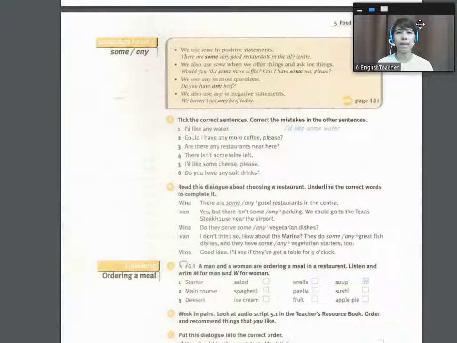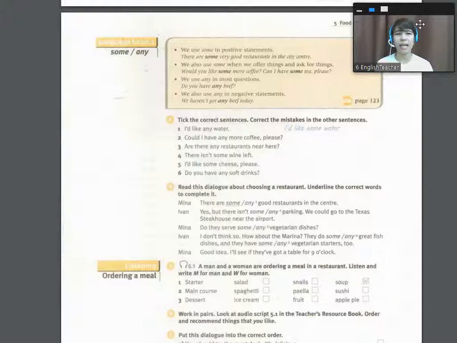First, we use some in a positive statement. For example, there are some very good restaurants in the city center. So that's a positive sentence, which means there are. Next, we use some when we offer things and ask for things. For example, would you like some more coffee? Can I have some tea, please? So when you're trying to ask for something, you should use some. Can I have some coffee? Can I have some tea, please? And if you're offering something, you also have to use some. Would you like some more coffee? Would you like some more tea?